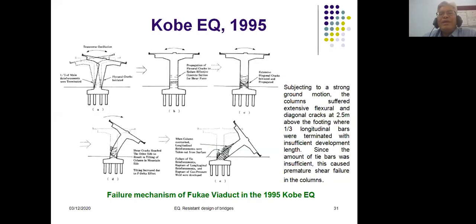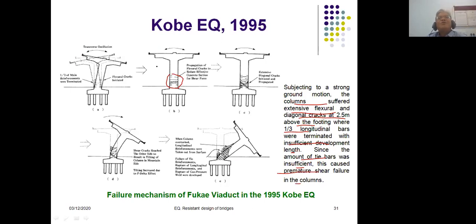So if you can see here, subjected to a strong ground motion, the columns suffered extensive flexural and diagonal cracks at 2.5 meters above the footing. Here, this is the point of the potential plastic hinge which is going to develop, where one third of the longitudinal bars were terminated, right, with insufficient development length. And since the amount of tie bars was insufficient, wherever we are splicing the reinforcement, there is a need of putting a closed tie there, right? At that time, there was no knowledge of such things. And because of this, premature shear failures occurred.